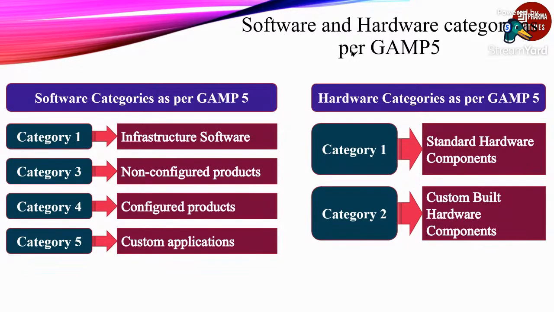And we move to the next, hardware categories. So in GAMP 5, software categories are there: GAMP category 1, 3, 4, and 5, and two categories of hardware, category 1 and category 2. One is standard hardware components, the second is custom built hardware components. So we move to the next and learn about standard and custom built hardware components.